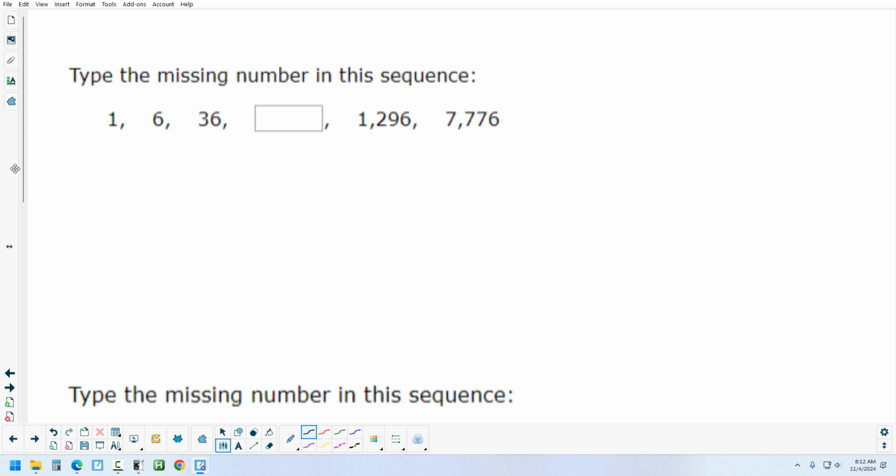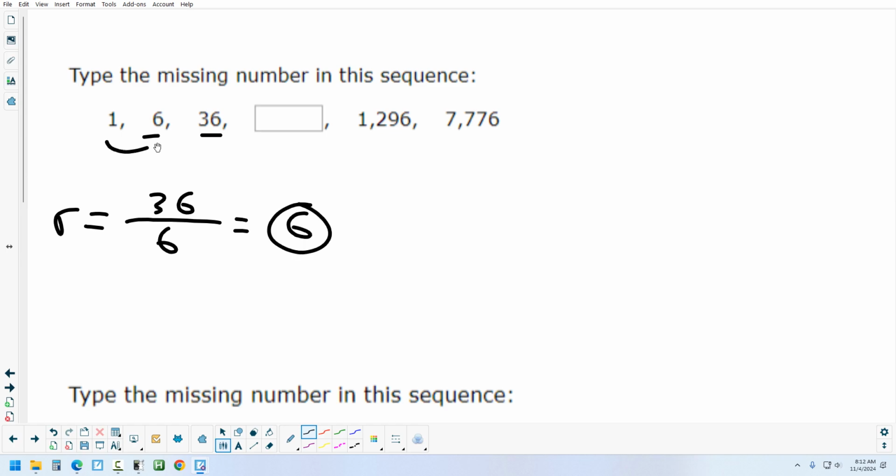All right. To find the missing number, the first thing you want to do is figure out what you're going to multiply by each time. Can somebody give me two things that I can divide from that sequence that would tell me what I'm multiplying by each time? Yeah, take any term, like 36, and divide by the one that comes before it. Okay. And what does 36 divided by 6 give me? 6. Yep. So that is what I'm multiplying by each time.